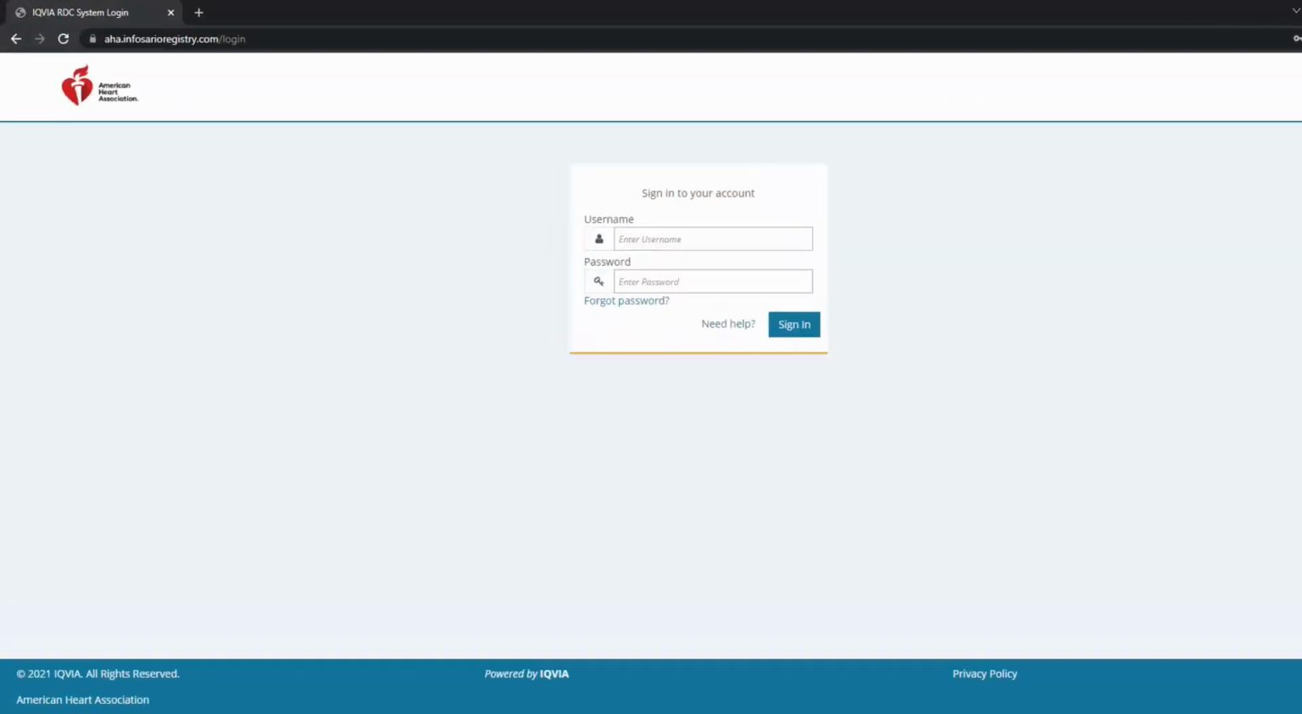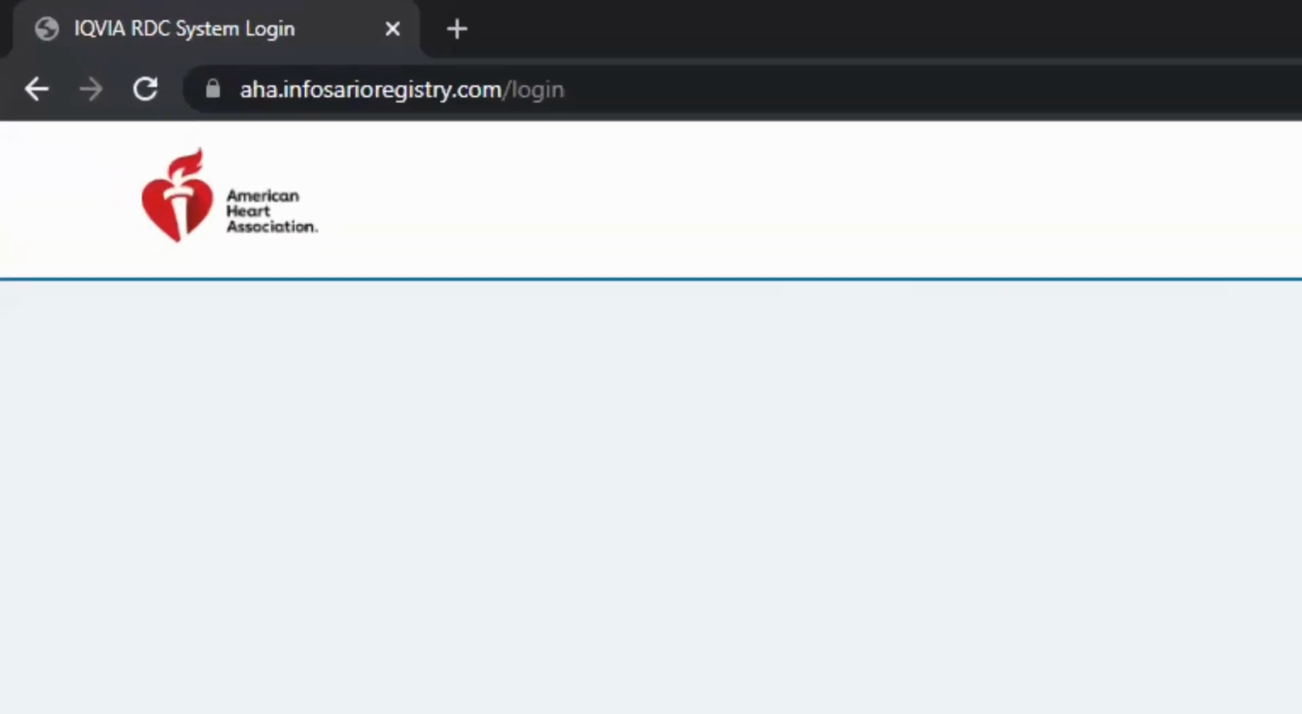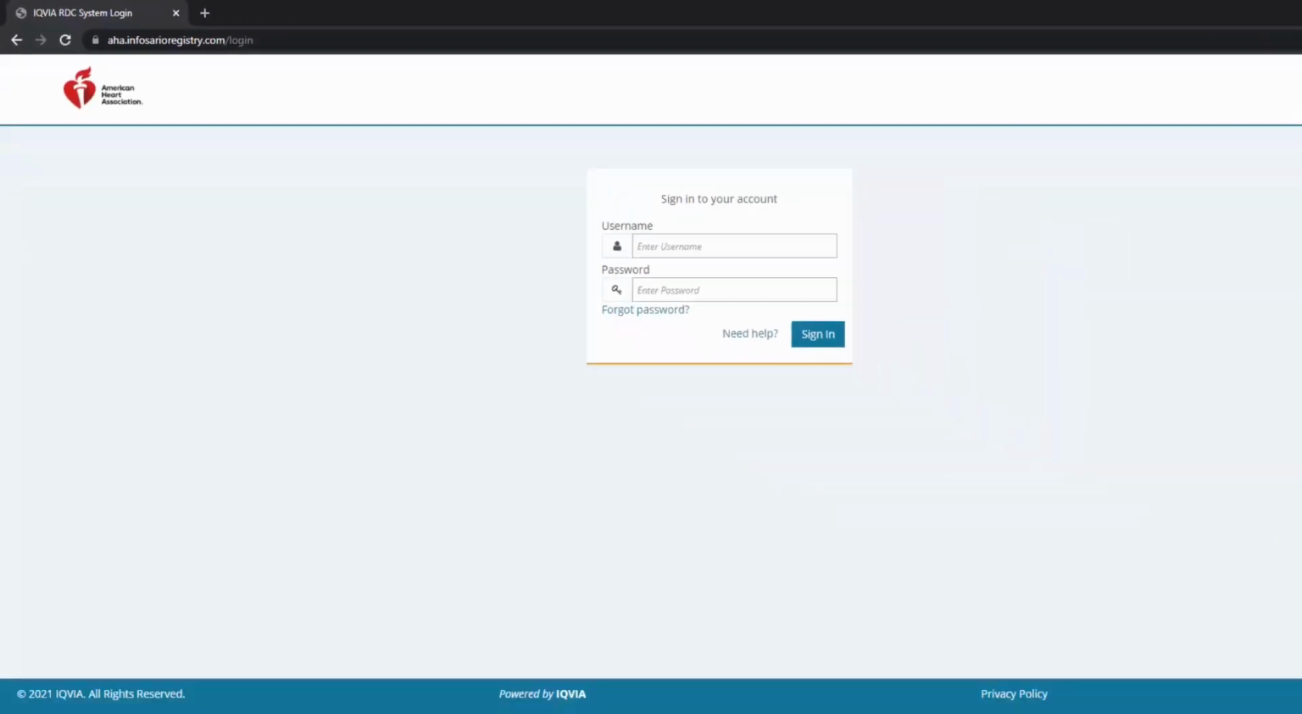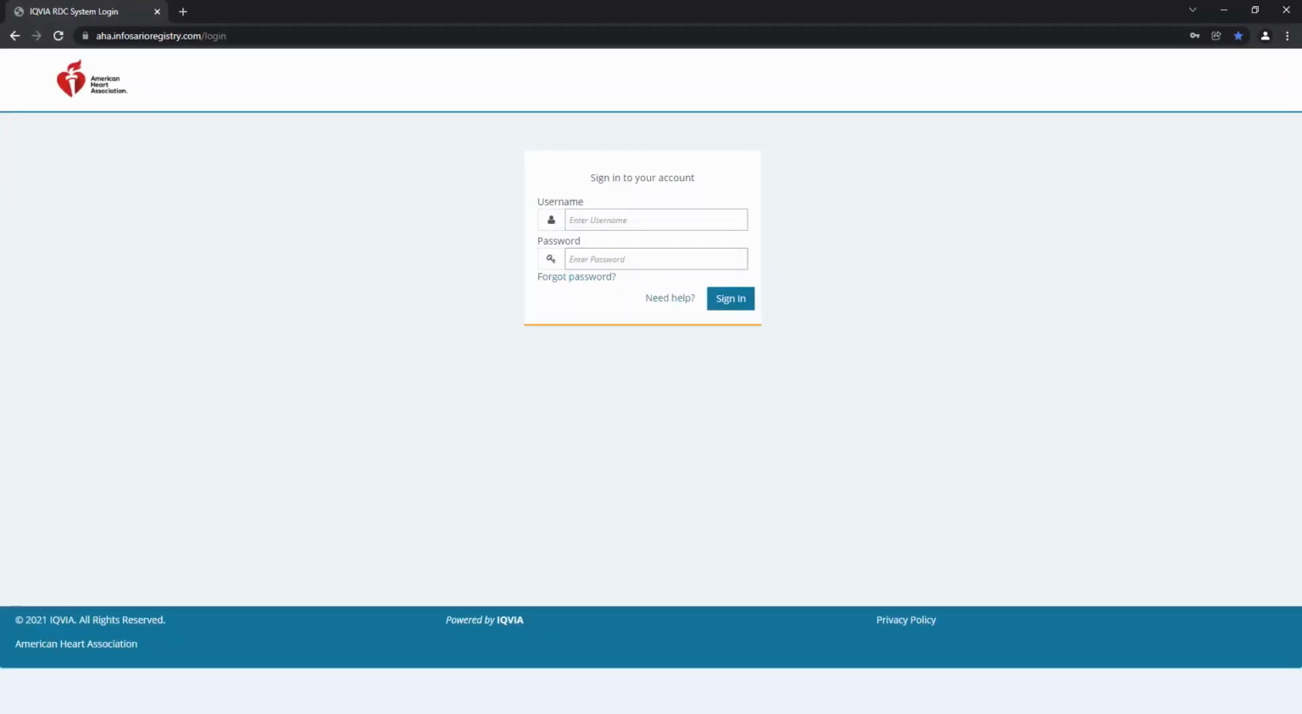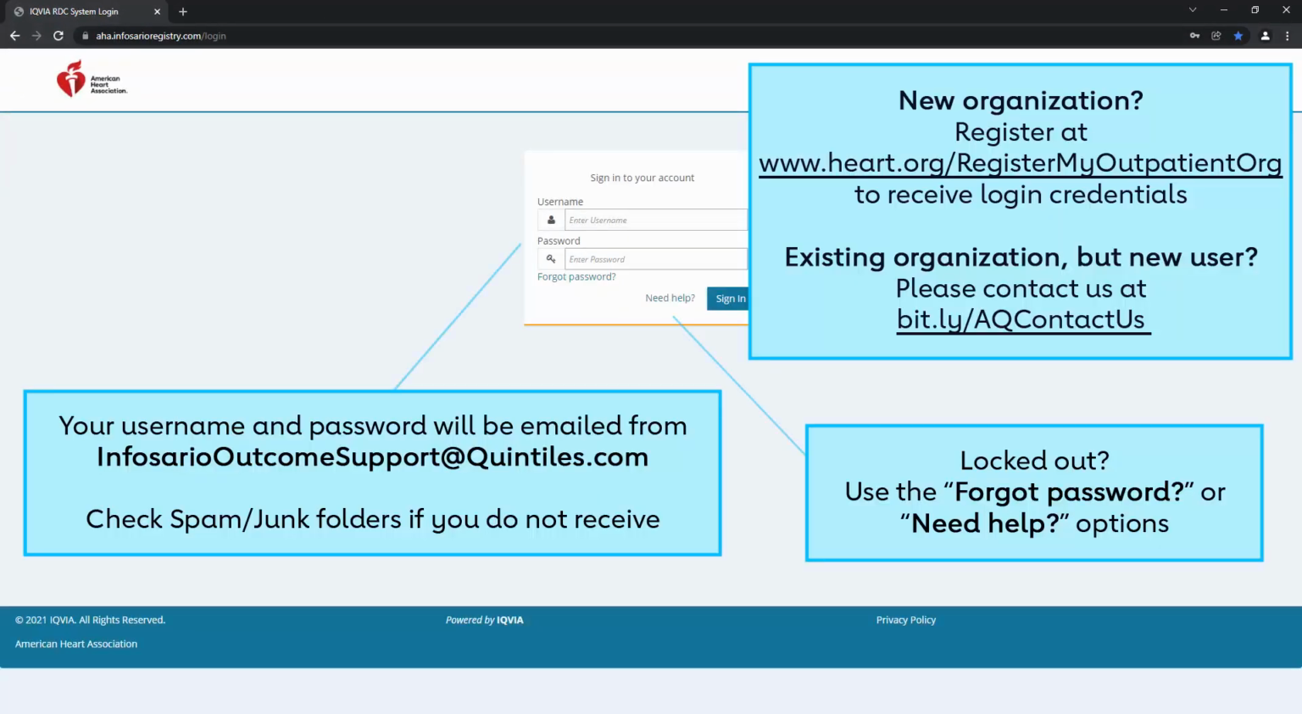Log into the data platform at aaj.infosarioregistry.com/login using the username and password sent to you via email after registering. This slide contains further details on how to register your organization and get a user account.